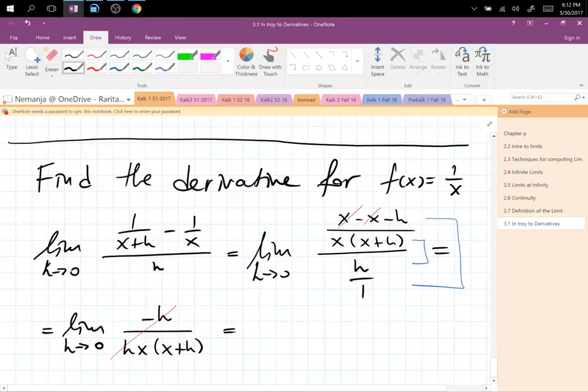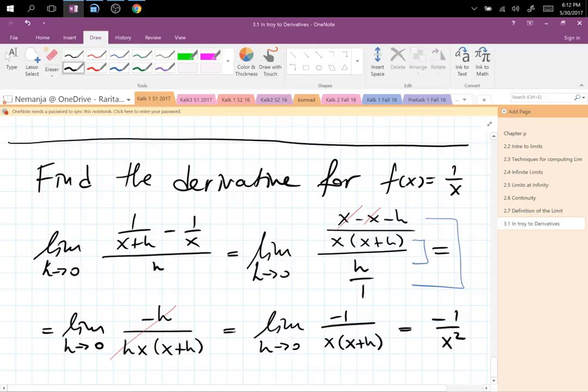So it is limit h goes to 0 of negative 1 divided by x plus h, and when h goes to 0, you get negative 1 over x squared.